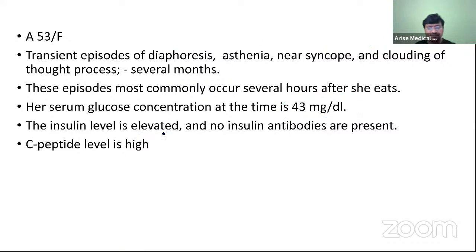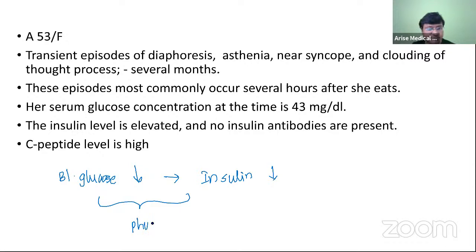Normally what should happen? Whenever the blood glucose reduces, the insulin levels also should reduce. This is the basic physiology. Why? As a part of the compensatory mechanism, when the blood glucose level reduces, the insulin levels also reduce. That is what should happen.